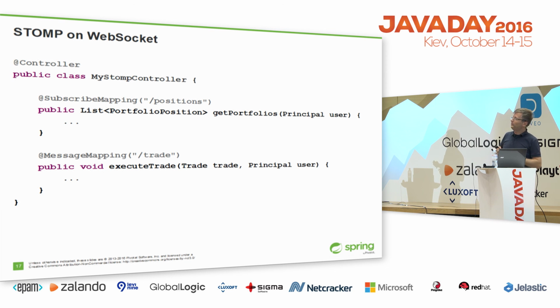And in STOMP land, messages work within a kind of path structure, and there are two types of interaction: regular payload messages, MessageMapping down here, or subscribe requests, subscribe messages, the SubscribeMapping above. So we are using the same design principle. We're modeling something different, STOMP messages on a WebSocket channel. But it looks like and feels like a Spring MVC REST controller.